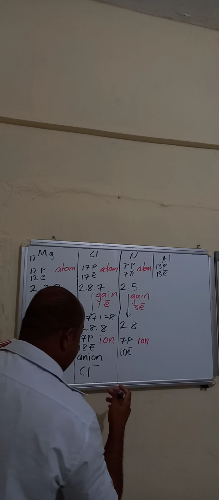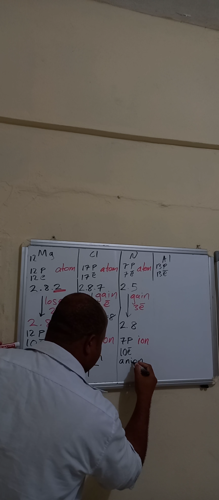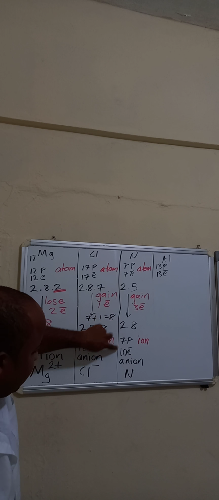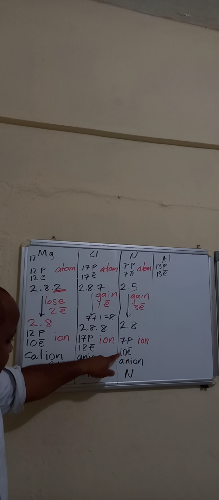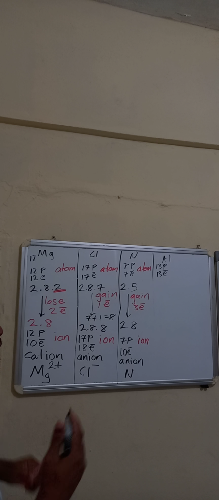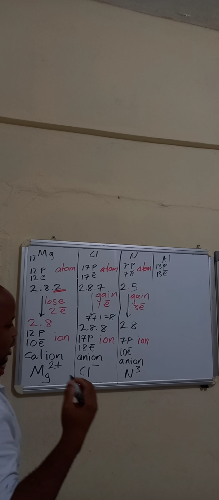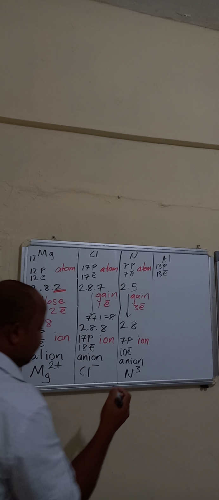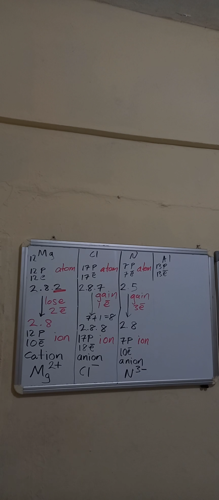So let's write this symbol. It's an anion because it's a negative ion. So compare the protons and the electrons. The electrons are in surplus. 10 electrons, 7 protons. So we have 3 additional electrons. So we have 3 negative charges. So that is N3 minus. Alright?